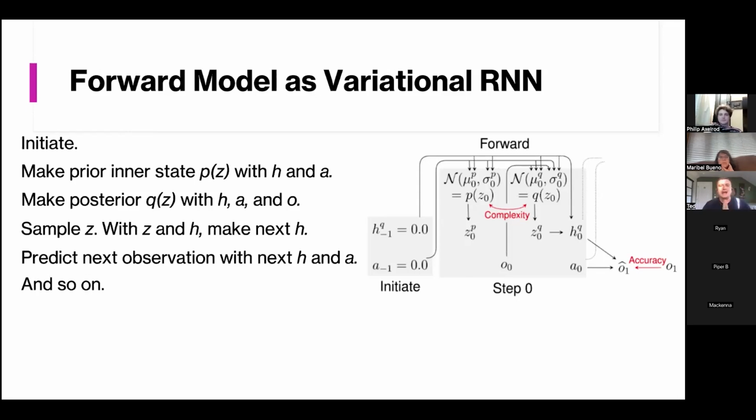It's as if the actor and the forward model are antagonistic. They're competing.